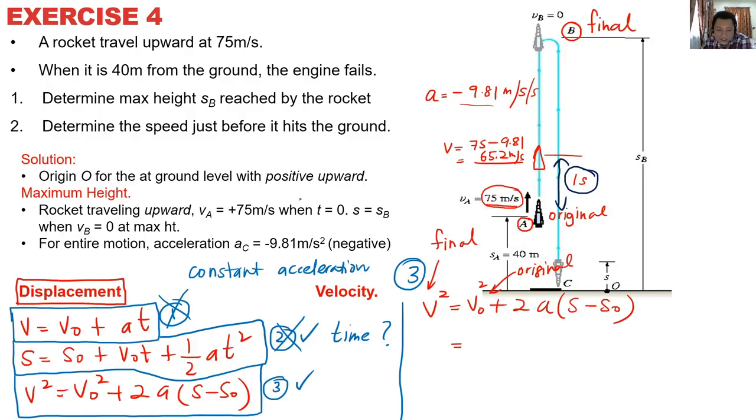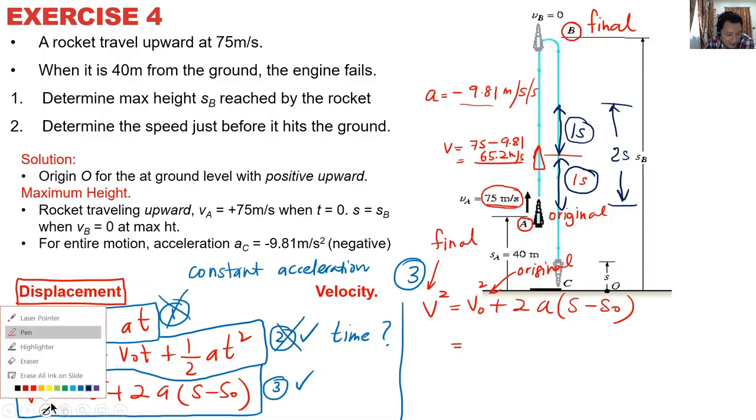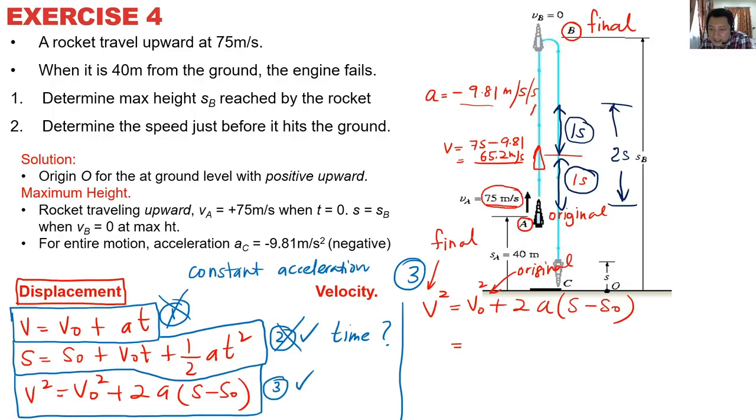Let's say it travels 1 more second. So the total is now 2 seconds. Where is the location of the rocket now? Let's say the rocket is here. What is the velocity at this location? Let's say this is location 1, we get V1. Let's say this location is location 2. What is V2? Very easy, right? So V2 equals, what was it just now?